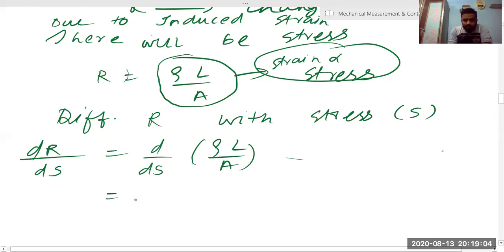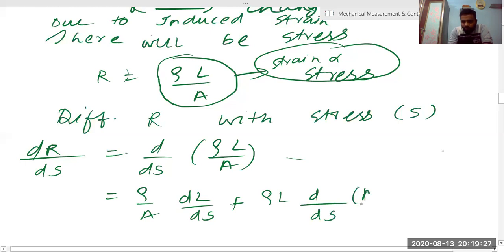So I am considering stress. I can take rho by A out as constant, and what will remain inside is dL by dS. Next, I will take rho L constant, and what will remain inside is d by dS of 1 by A. Then I take L by A as constant, and what will remain is d by dS of rho.